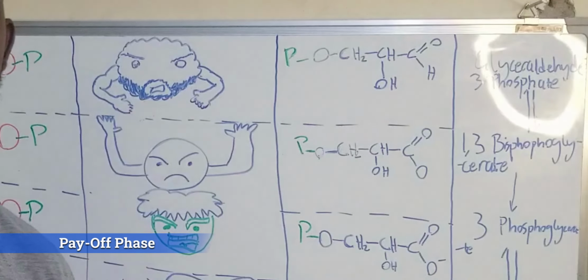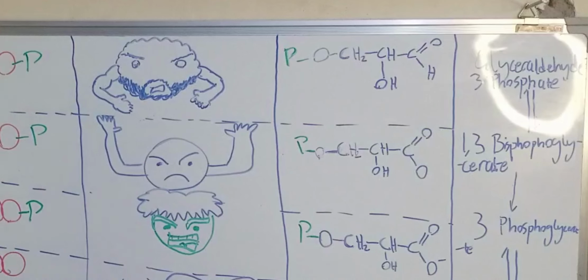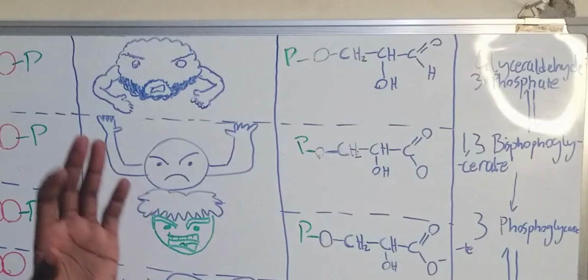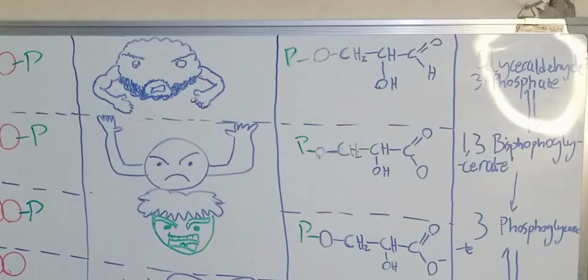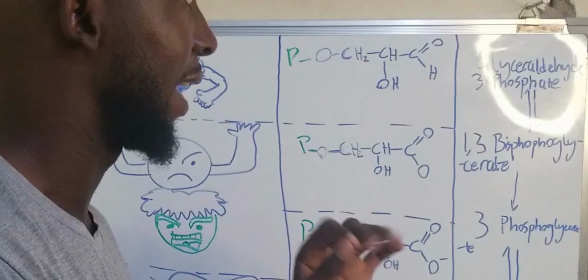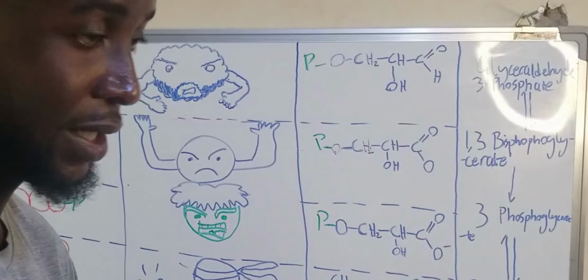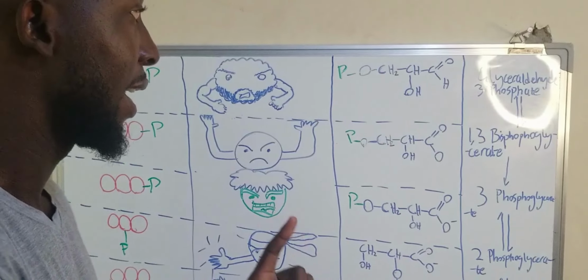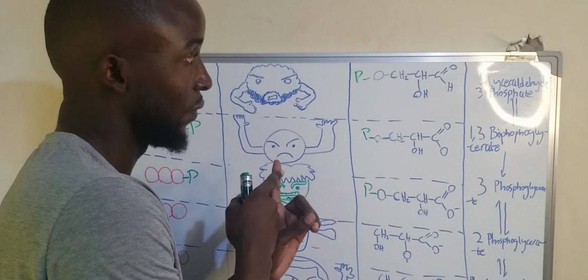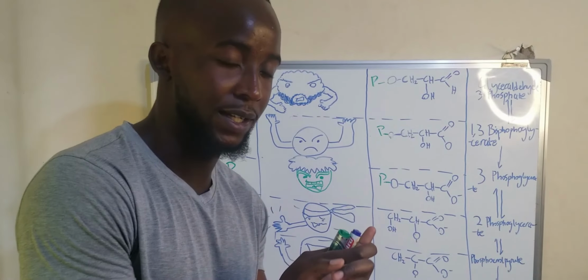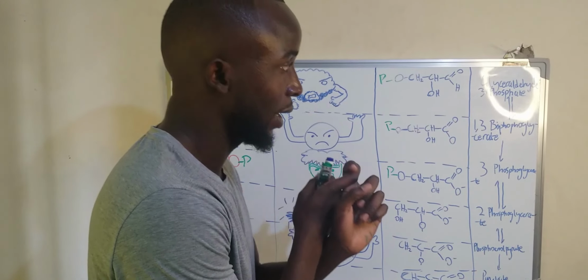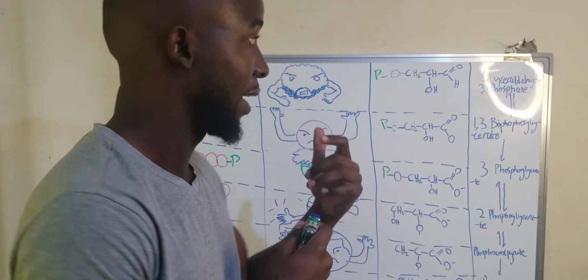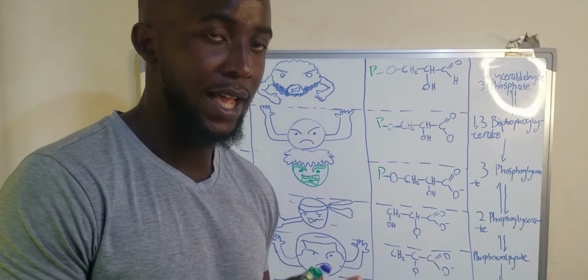So we're now looking at the payoff phase of glycolysis. We already talked about the first phase, and we have our end product, which is glyceraldehyde 3-phosphate. But one important thing we should note is that when aldolase split them into dihydroxyacetone and glyceraldehyde 3-phosphate, dihydroxyacetone was converted to glyceraldehyde 3-phosphate. So meaning we not only have one glyceraldehyde 3-phosphate, but we have another one coming from dihydroxyacetone.